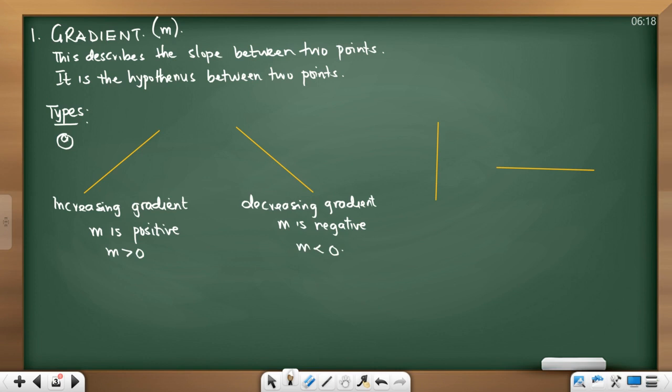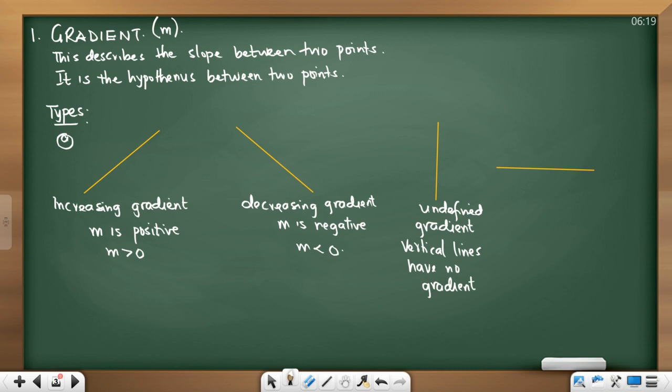Now if we look at the third one, we're checking whether it's decreasing or increasing. Actually, this is an undefined gradient. We will see why this is undefined later. That is not a slope. It's a vertical line. So vertical lines have no gradient. We will see that when we start calculating the equation of a line again.